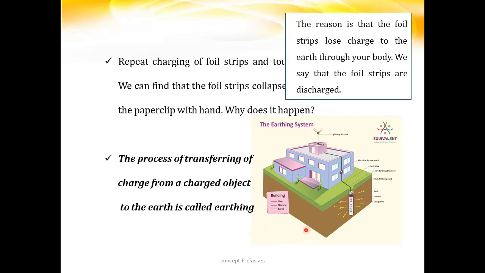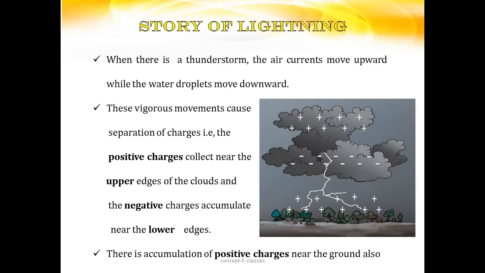Now earthing is provided in buildings to protect us from electric shocks due to any leakage of electric current. So we studied electric charges, charging by rubbing, the types of charges and their interaction. Now let's see how these electric charges are related to lightning. So the next topic of this chapter is the story of lightning.